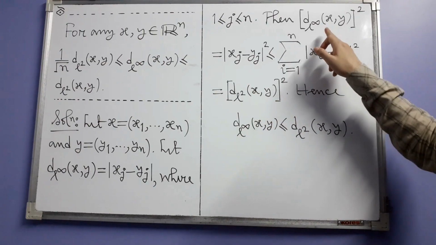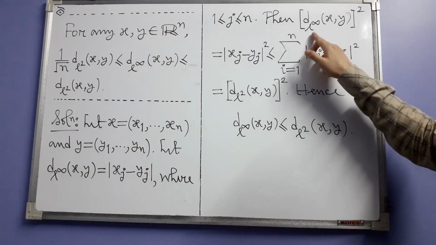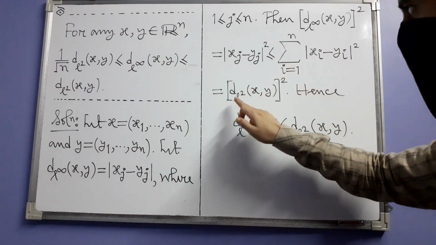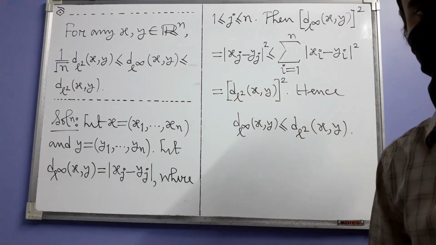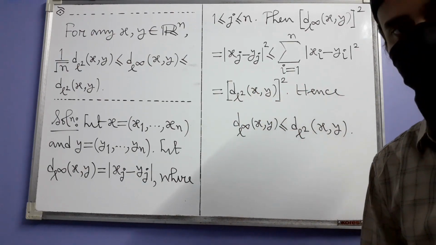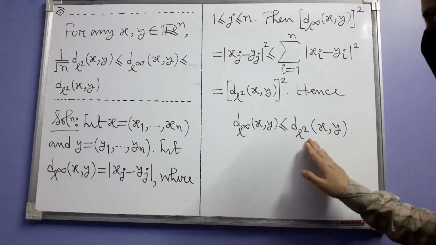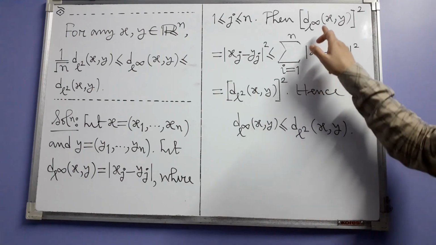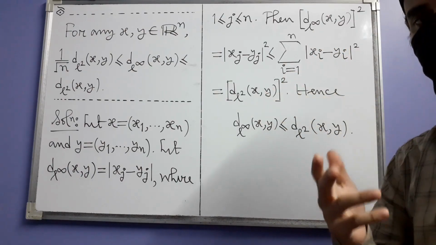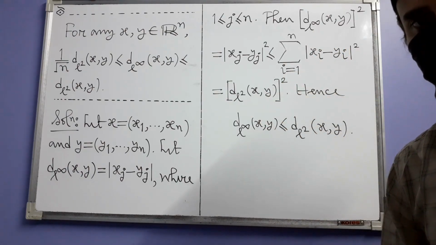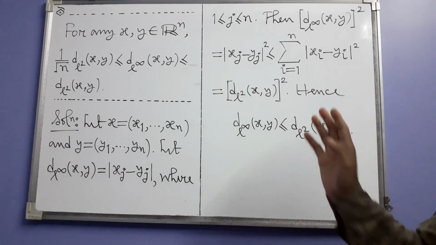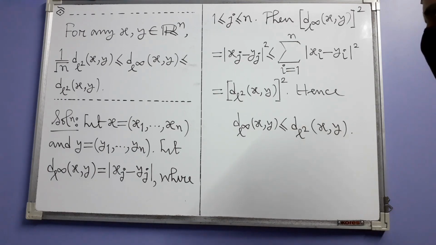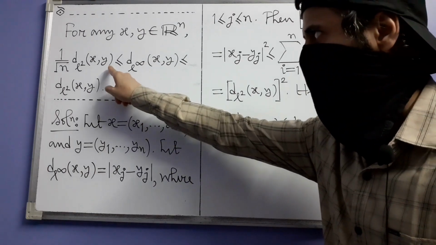So that's how you have this inequality, that d_L-infinity of x comma y squared is less than or equal to d_L2 of x comma y squared. Now you take square root on both sides and you will have this inequality. And you can do this because these distances are non-negative real numbers. That's why you are able to take square root and cancel square root and square freely without any problem. And next we go for this inequality.